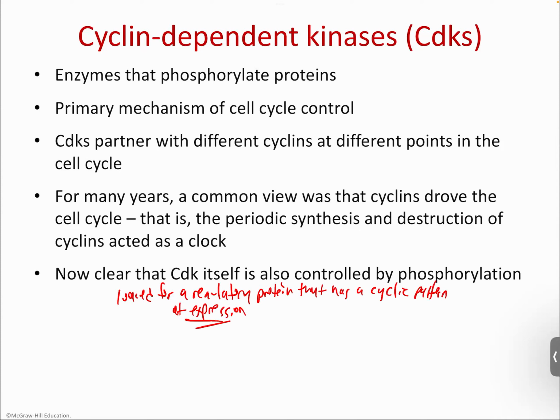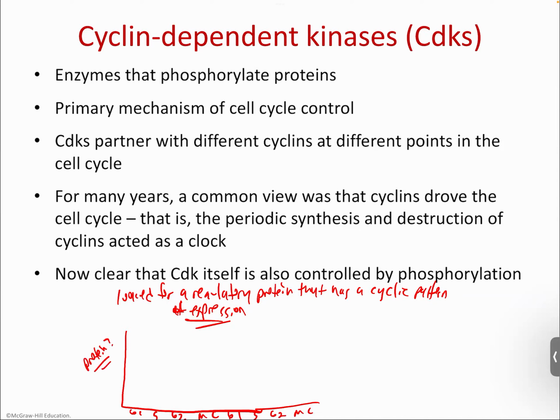That has a cyclic pattern of expression. So this is what we wanted to see, right? We wanted to see some sort of a protein that, here's our G1S, G2M, G1S, G2M, and then this is our protein that we're looking at.